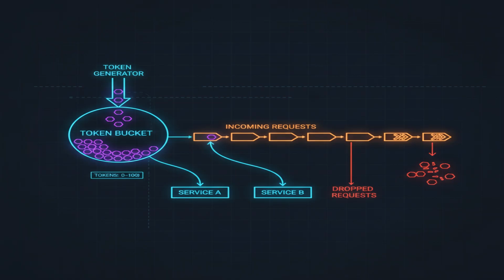The token bucket algorithm is like having a bucket that holds tokens, representing available API calls. Each request consumes a token, and tokens are refilled at a constant rate. If the bucket is empty, requests are rejected, effectively limiting the rate. This algorithm is widely used due to its simplicity and effectiveness in handling burst traffic.